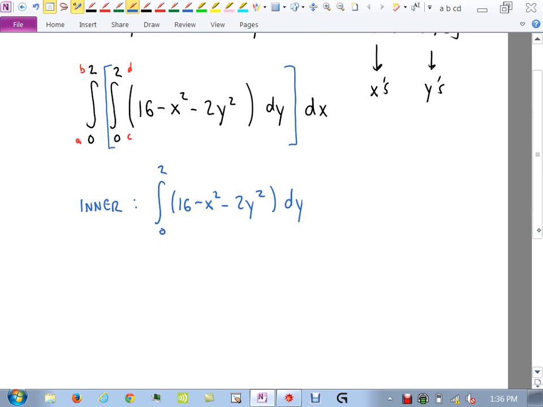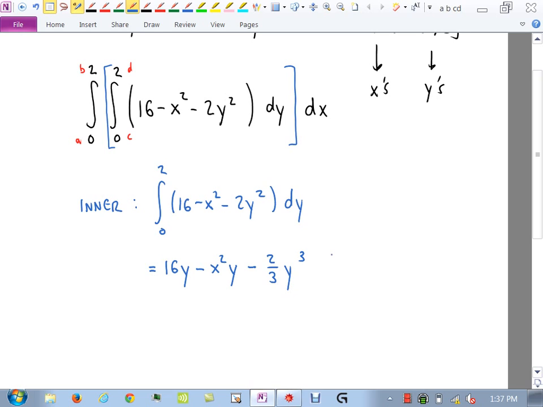And now this is a pretty clean antiderivative here because it's just three terms, right? The antiderivative, not derivative, antiderivative. What is the antiderivative of 16 with respect to y? That's 16y. What's the antiderivative of negative x squared? Negative x squared y. Why is that? Because negative x squared is being treated as a constant because we're integrating with respect to y. So this may as well have been another 16, and the antiderivative would be 16y. So that's this. And then what's the antiderivative of negative 2y squared? Negative 2/3 y cubed. Now that one required the power rule for antiderivatives. Agreed?